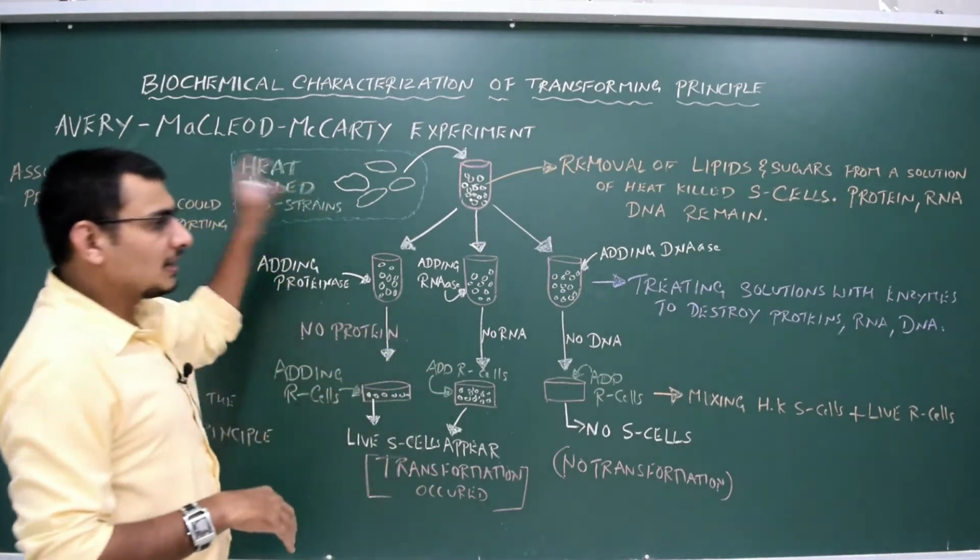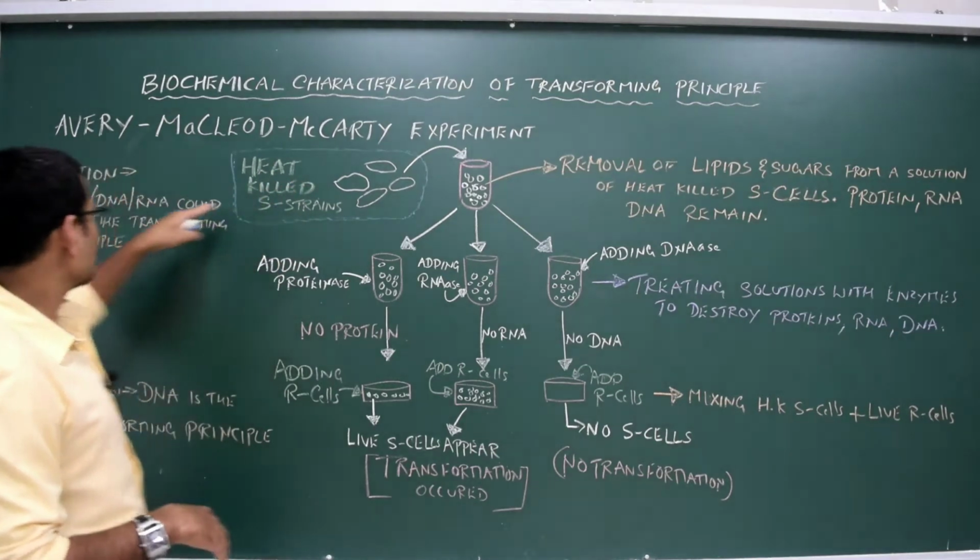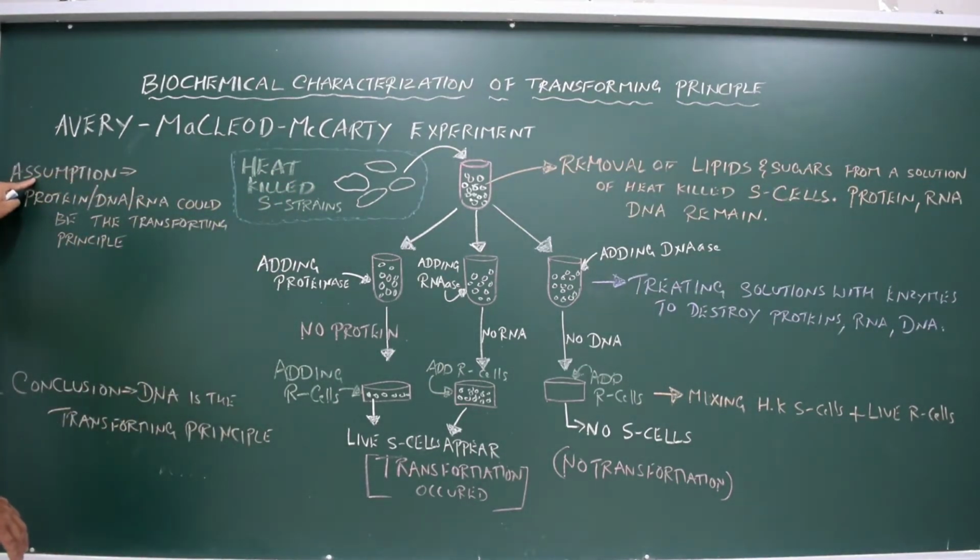Okay, so they conducted the experiment by taking heat killed S strain. Before the experiment the assumptions were it could be protein, DNA or RNA that is the transforming principle, or maybe the genetic material. Out of 3, any one could be the genetic material. After the completion of the experiment of this biochemical characterization, the 3 scientists came to the conclusion that DNA is the transforming principle. Let us see how.